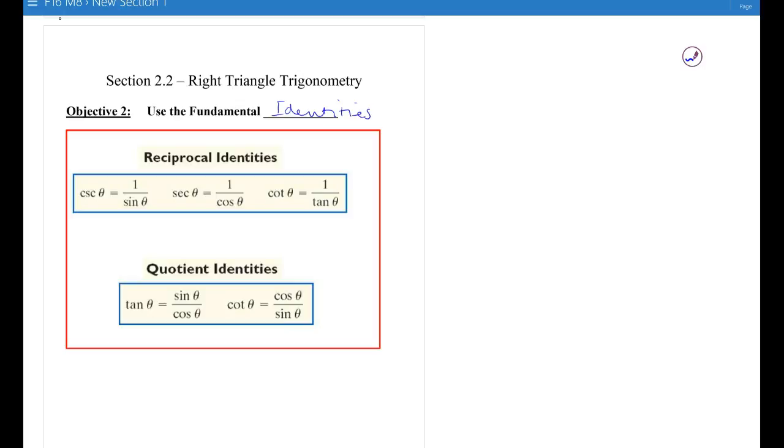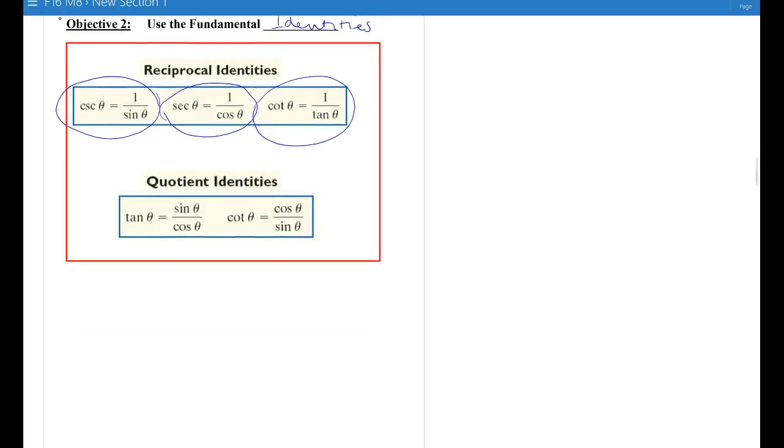So we have some reciprocal identities, they're called, which we just talked about. Cosecant and sine are reciprocals of each other. Secant and cosine are reciprocals of each other, and cotangent and tangent are reciprocals of each other. So these are some of the fundamental identities that are called the reciprocal identities. Then we also have these quotient identities.